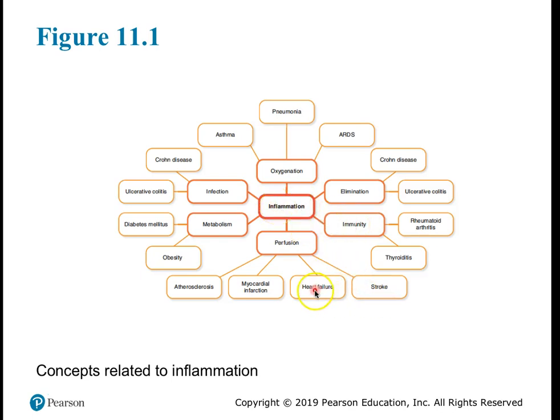And here you have stroke, heart failure, myocardial infarction, and atherosclerosis. And they are problems with perfusion, blood flow. And that is going to lead to inflammation. Obesity, diabetes, metabolic problems lead to inflammation. And last but not least, ulcerative colitis or Crohn's disease, that are problems with infection, will also lead to inflammation. So as we go through the semester, inflammation is going to be appearing and reappearing, and this is the reason why.